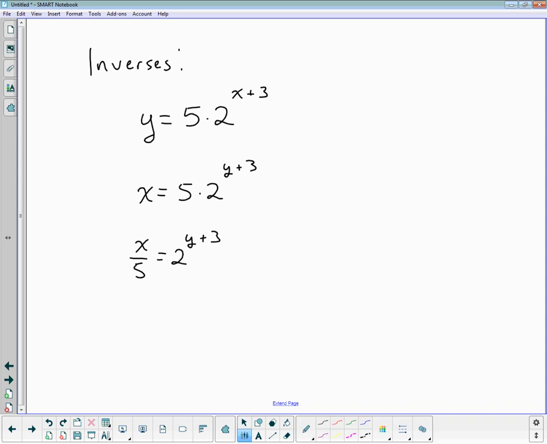Okay. Now, to get the y down, what would I do? How do I get that y to be full-sized? So, in order to make the exponent into a coefficient, what do I have to do? You were right.